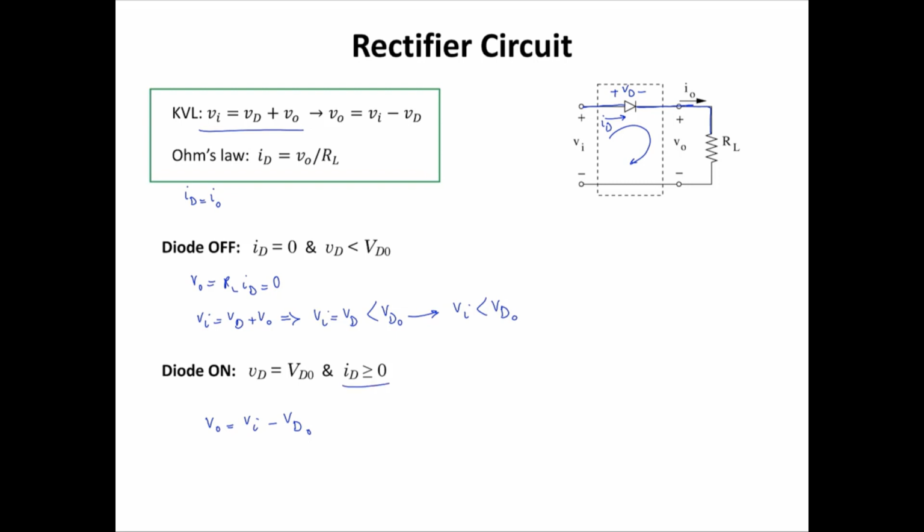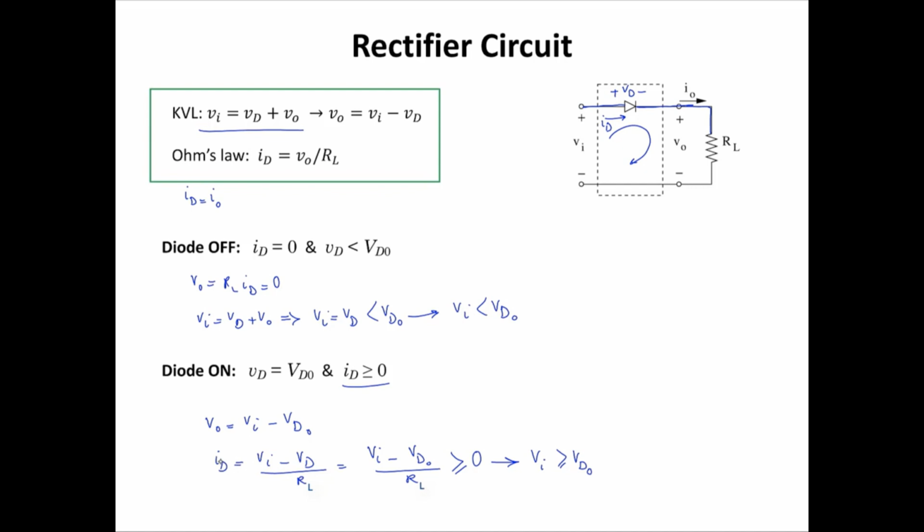I'm going to say that ID equals Vi minus Vd divided by R. Vd is equal to Vd naught, so I'm going to have Vi minus Vd naught divided by R. This quantity must be greater than or equal to 0. From there, Vi must be greater than or equal to Vd naught. So I found this condition of Vi for the diode being on, and I found the output voltage.